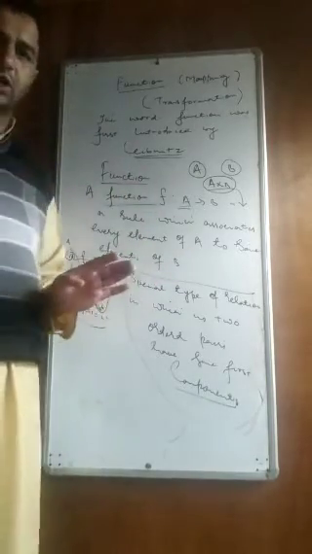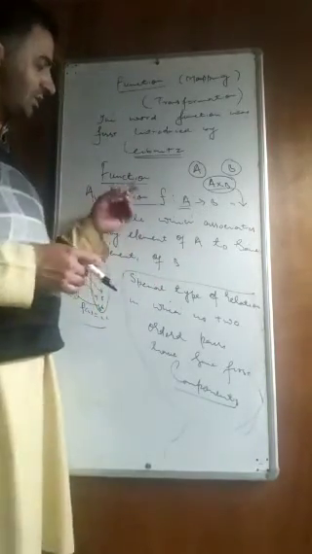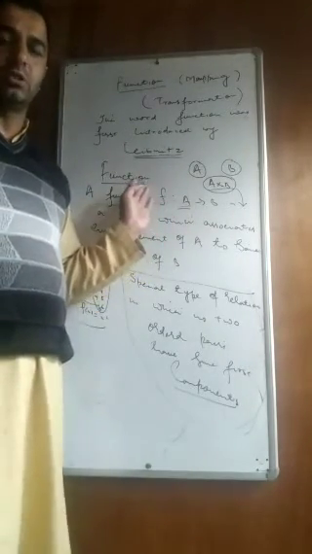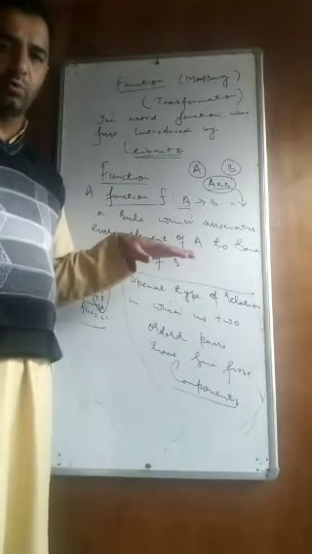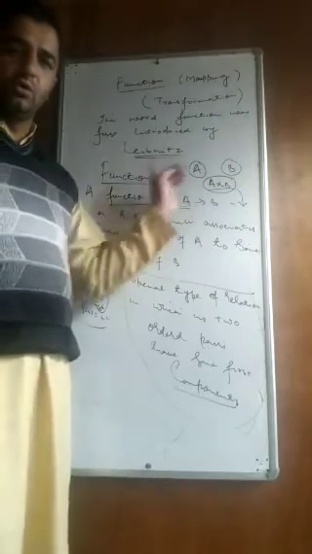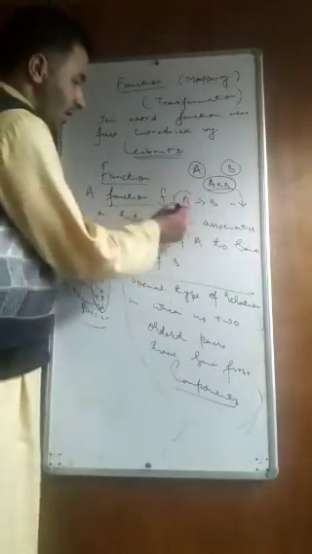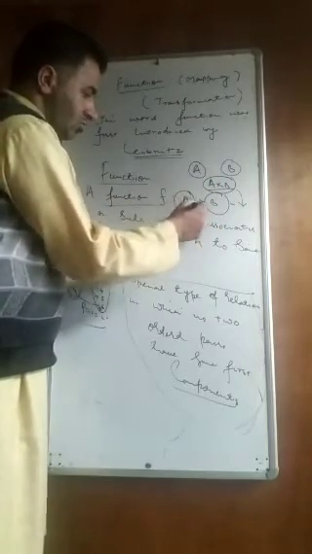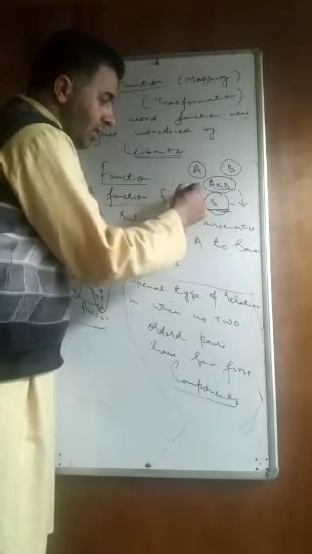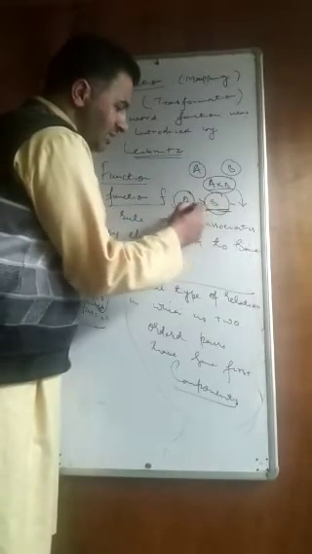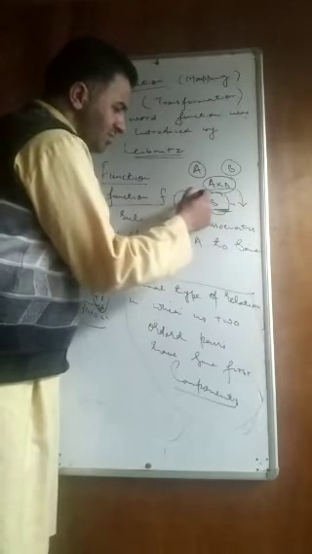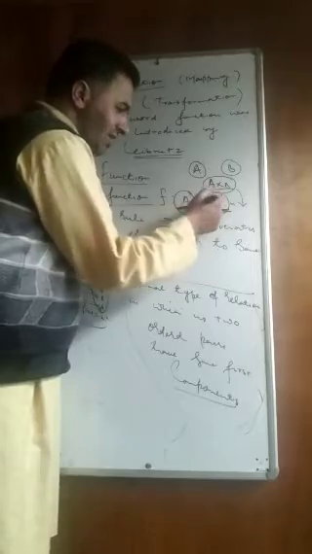So this function is a rule which associates each element of the domain to some element of the codomain. Here A is called the domain, and B is called the range, or sometimes the codomain. In a function from A to B, A is called the domain, and B is sometimes called the codomain.